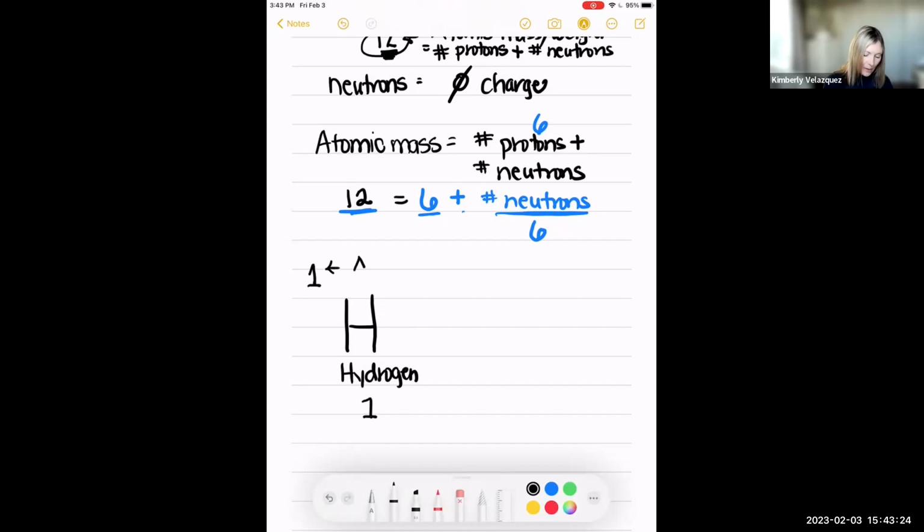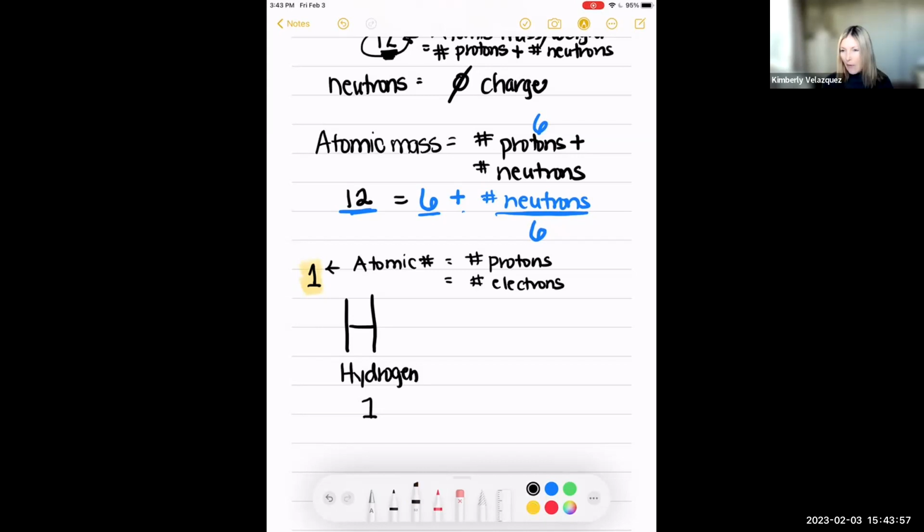Remember, this is the atomic number. And that atomic number tells us two really important things about that element. It tells us the number of protons in the nucleus of that element, and is also equal to the number of electrons that are orbiting the nucleus. So that means that hydrogen has 1 proton. It means it also has 1 electron.